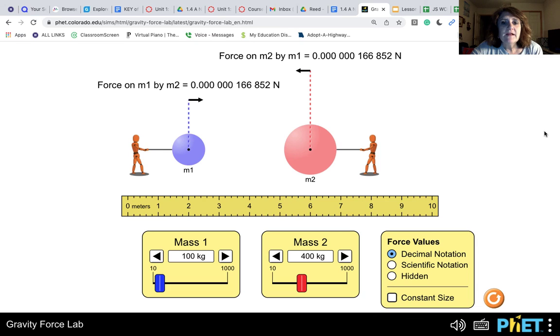So this is a small little how-to video on using the simulation from today's assignment. Be sure that you turn on scientific notation. You're going to set your two masses.